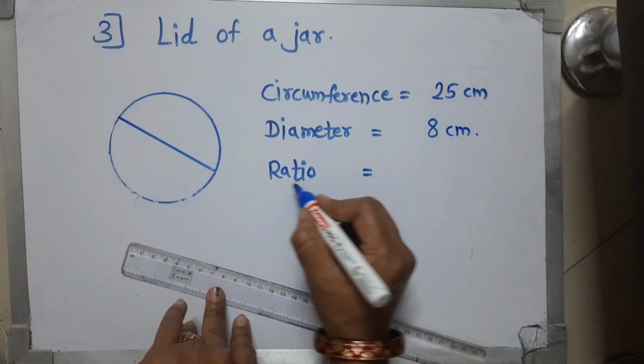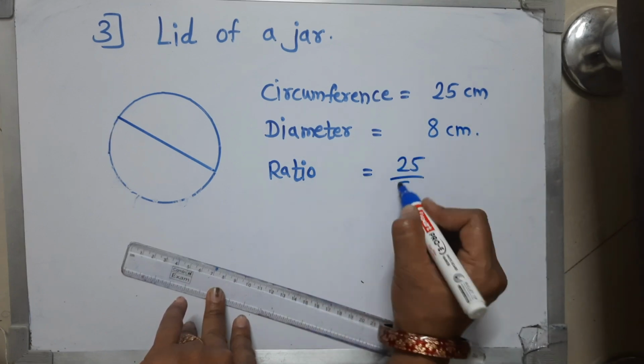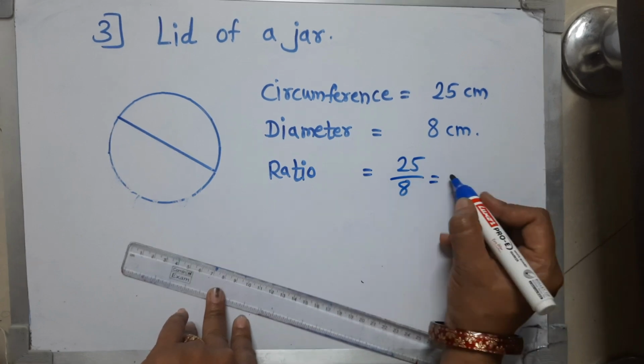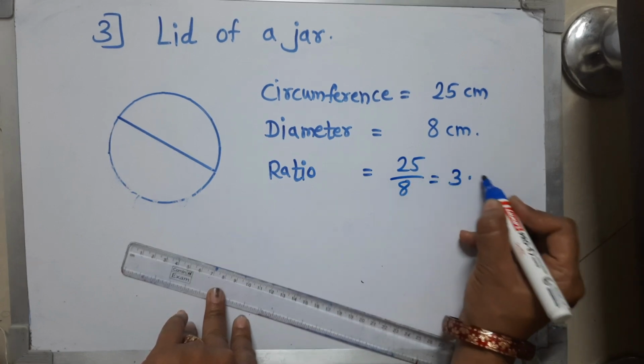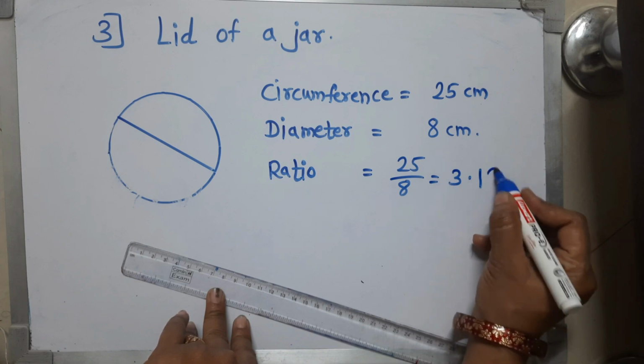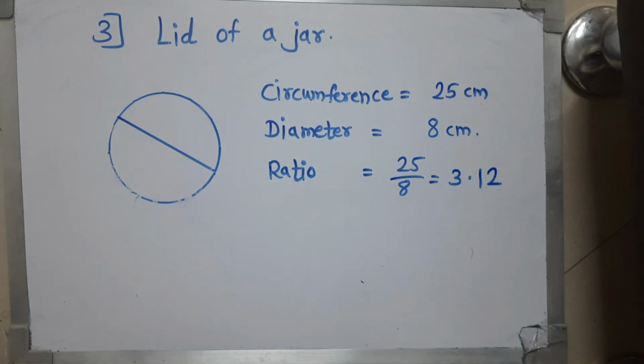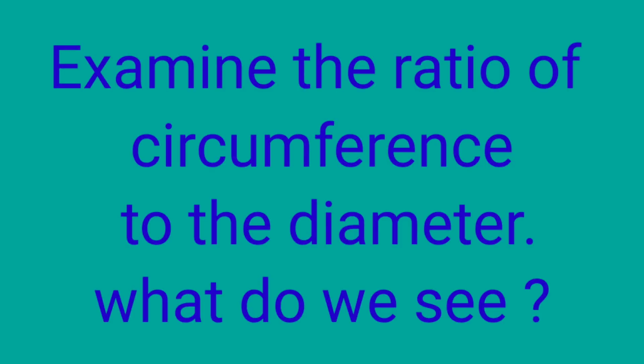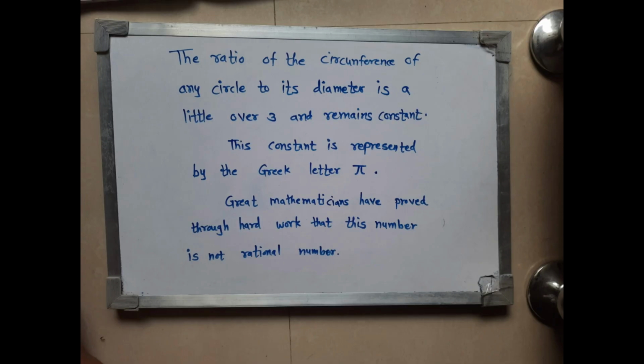Diameter is 8 cm. Ratio is 25/8, 3.12 cm. In this way, we find the ratio of circumference and diameter. Examine the ratio of circumference to diameter. What do we see?